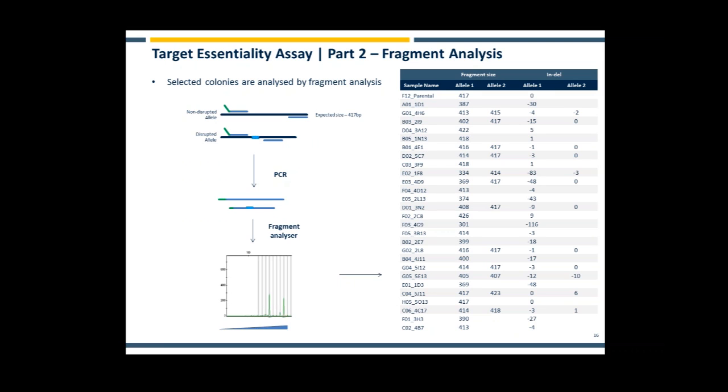So here's the data for a target with a copy number of 2. And as I said, comparison of the fragment size with that of the parental enables us to determine the size of the indel on each of the alleles in these last 2 columns.